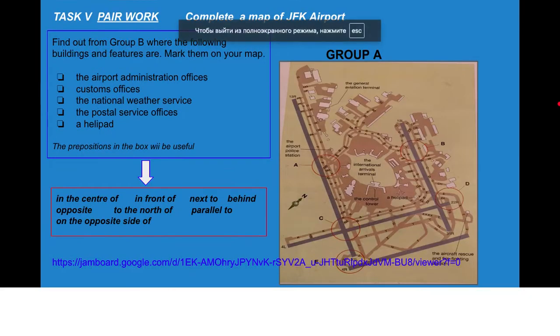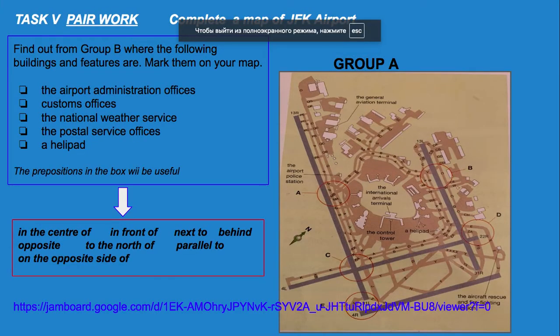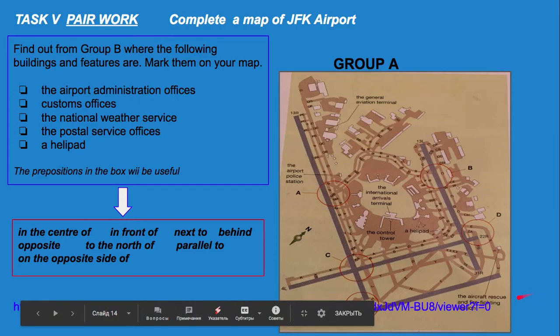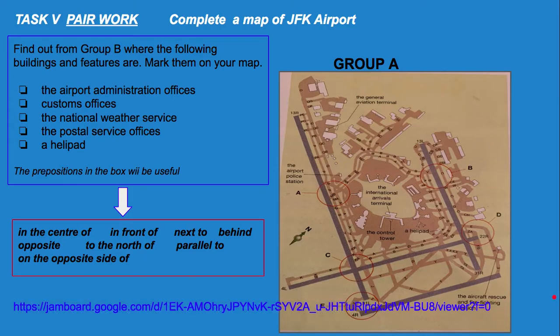Let's continue. Now please, the next task is pair work. I want to divide you into 2 groups, group Alpha and Bravo. And please, there is an instruction how to do this task. You have to find out from group Bravo, this one is group Bravo, where the following buildings and features are, then mark them on your map using prepositions in the box. Okay, you may also go to our Jamboard and do the task.